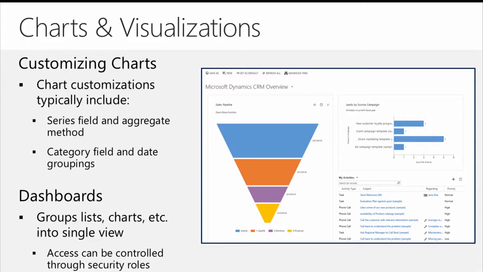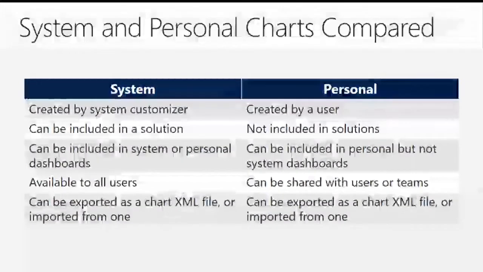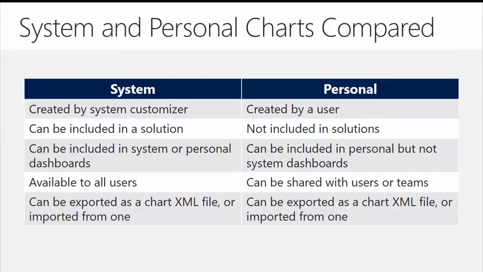Now, from a charts perspective, there's two different types of charts that you can create inside Dynamics 365. There's the system charts and there's the personal charts. The system charts are created at an entity level. So that's just like when we went in and created the views earlier. We would go into the entity that we want to work with. We would create the chart that's associated with that item and then work with the information from there.